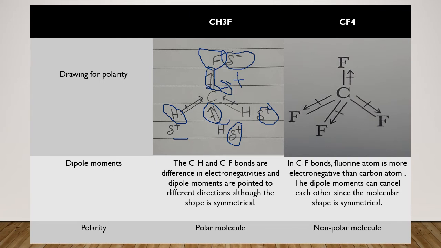So next, let's see the drawing for polarity for carbon tetrafluoride. The carbon atom is at the center, followed by the fluorine atoms, and all the arrows are pointing towards the fluorine atoms, which means that the carbon atom is partially positive compared to the fluorine atoms, which are partially negative.